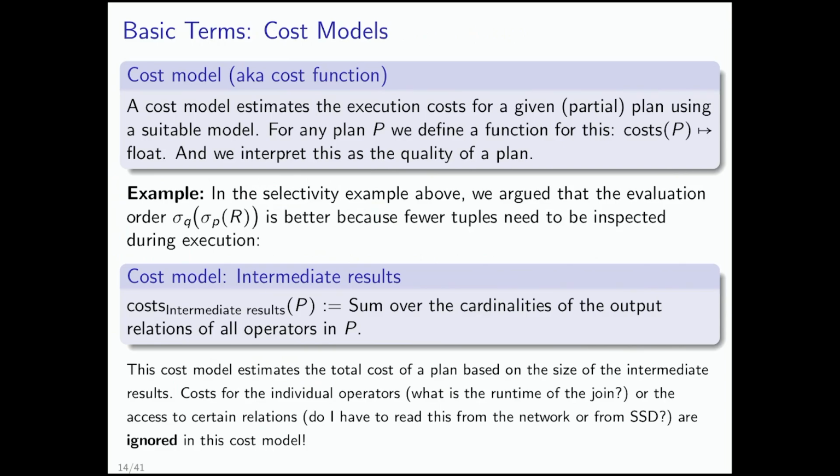So that brings us to the term cost model. What we call a cost model, sometimes also called a cost function, is a function that estimates the execution costs for a given plan using a suitable model. For any plan P, we define a function that maps the plan to some number. It can be float, can be integer, whatever unit. Important, it doesn't have to be runtime in seconds or something like that. It doesn't have to be a joule or something like that. It doesn't have to have a unit. Typically, it doesn't have a unit.